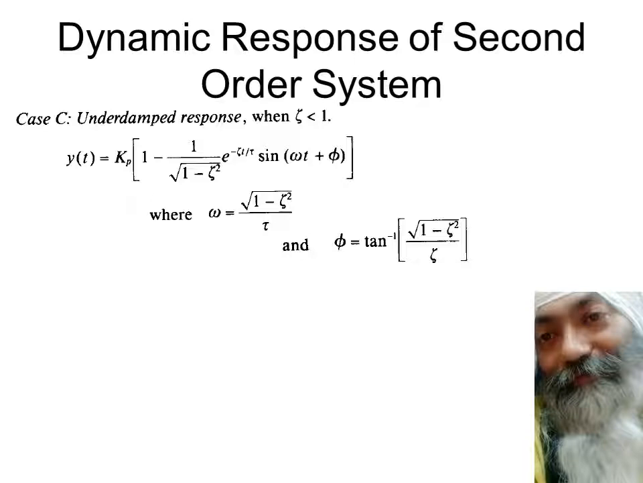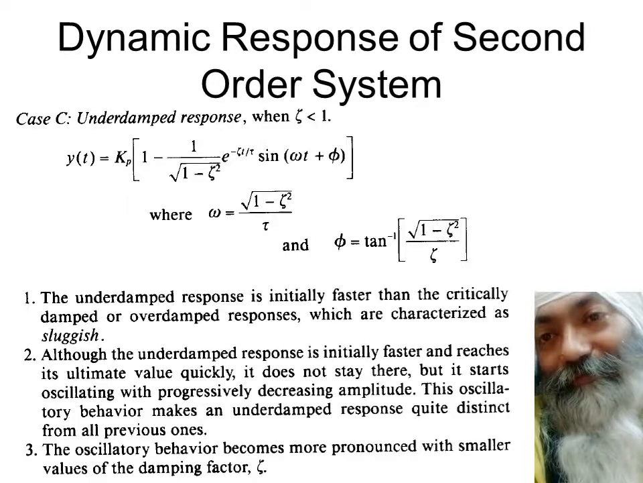Ultimately, this is the underdamped response, as I said, for zeta less than 1, and we see that there are three things to be observed. The underdamped response is initially faster than the critically damped or overdamped. So we said that if zeta becomes lesser, the response becomes faster. But the moment it becomes less than 1, the moment it comes to the case number 3, it starts oscillating.